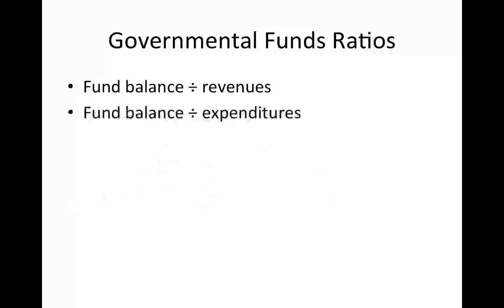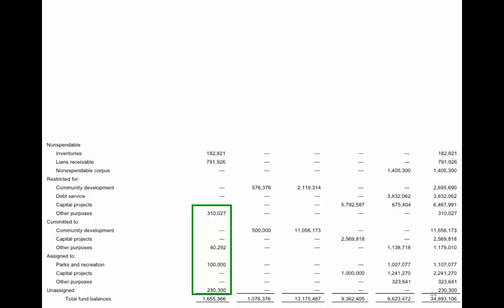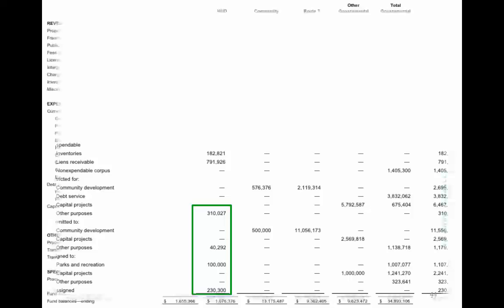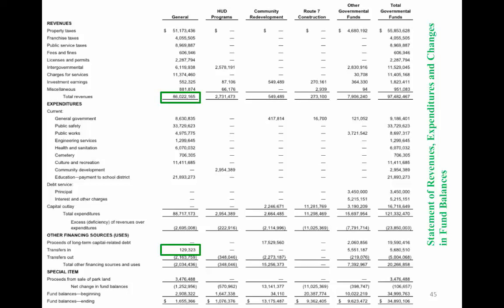So, looking at some of the ratios that you might calculate using governmental fund information, there are three main ones that we'll look at: fund balance divided by revenues, fund balance divided by expenditures, and assets divided by liabilities. So let's do it for all quote-unquote spendable fund balance in the general fund. So we're including restricted, committed, assigned, and unassigned. And then we're going to need total revenues. And I like to also include transfers in, because those are resources that are being used to finance the spending of the fund. So I will include those as well.